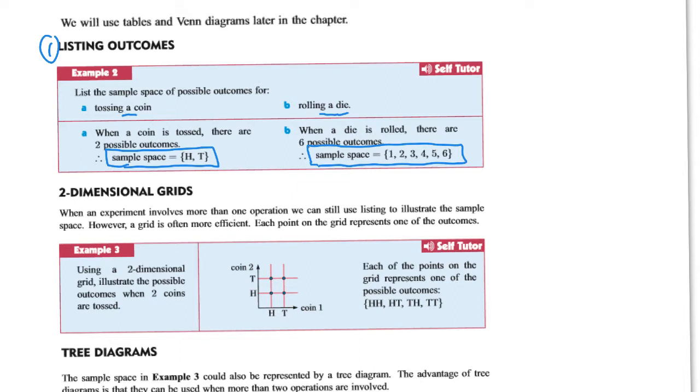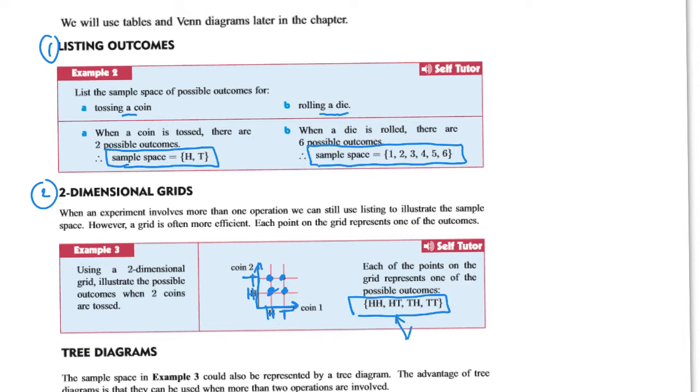Okay, if things get a little bit more complicated, then 2-dimensional grids can come in handy. And if the experiment involves 2 operations, we can make a grid of outcomes. So for example, suppose we flip coin 1 and coin 2. We can make a grid, meaning an X and a Y axis, with the labels H and T for coin 1, H and T for coin 2, and then you can realize that 4 possible things can happen. Reading these dots that I just made in the grid, we can get HH, HT, TH, and TT.